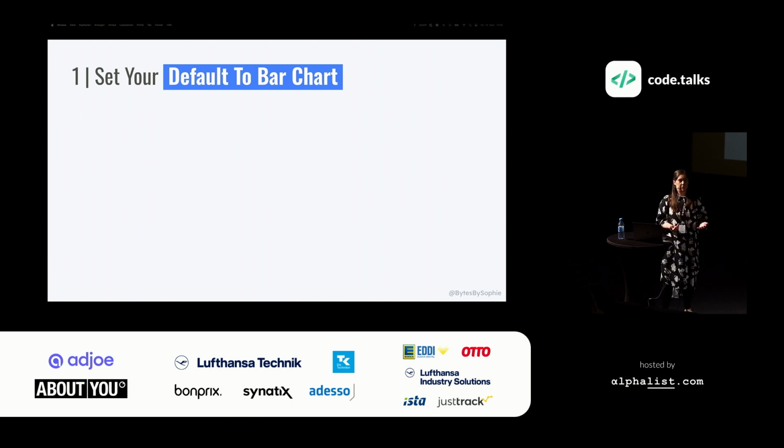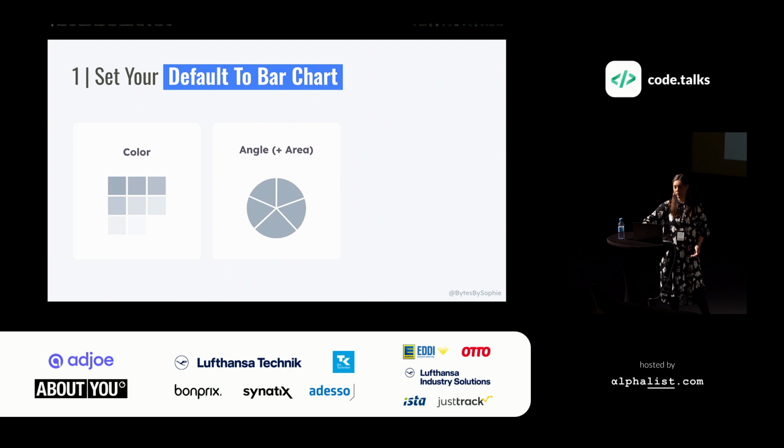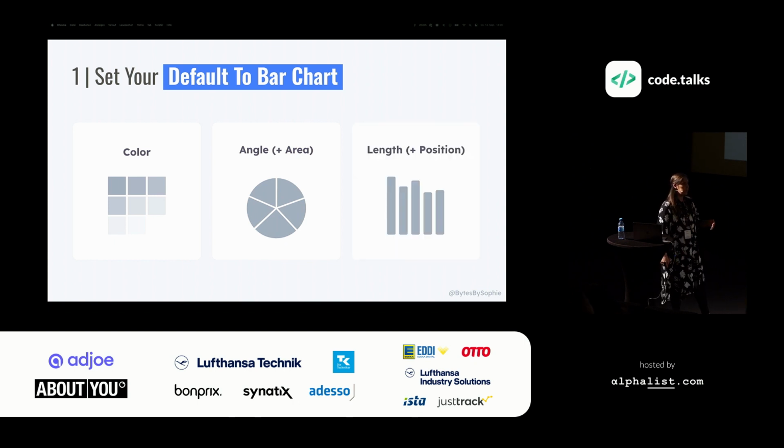When we visualize quantitative data, there are several options for how we can encode it. We can use color in a heat map, we can use angle, or we can use area, or we can combine both of those channels by creating a pie chart. And we can also use length or position in a scatter plot, for example, or we can combine them like here in an aligned bar chart.